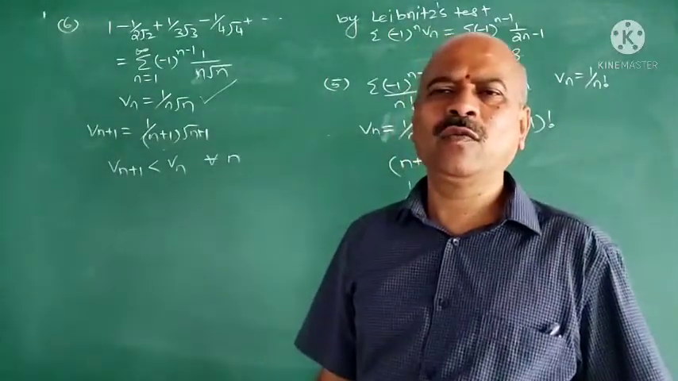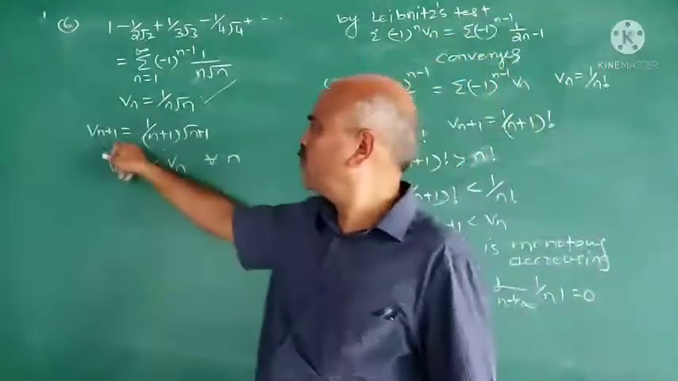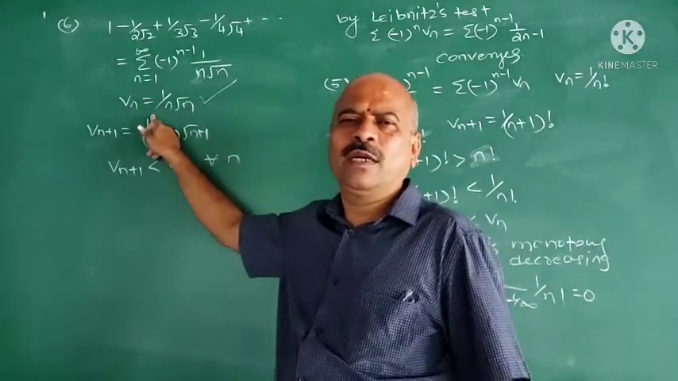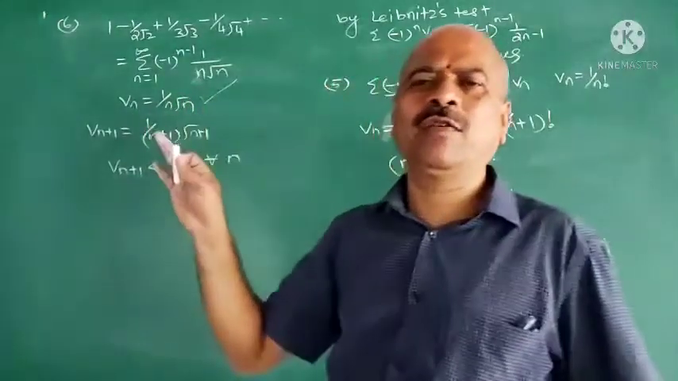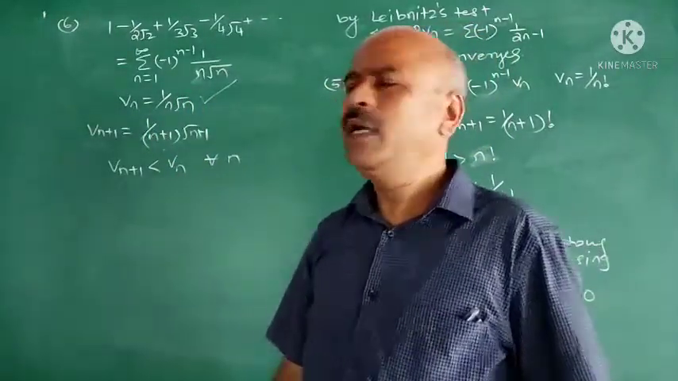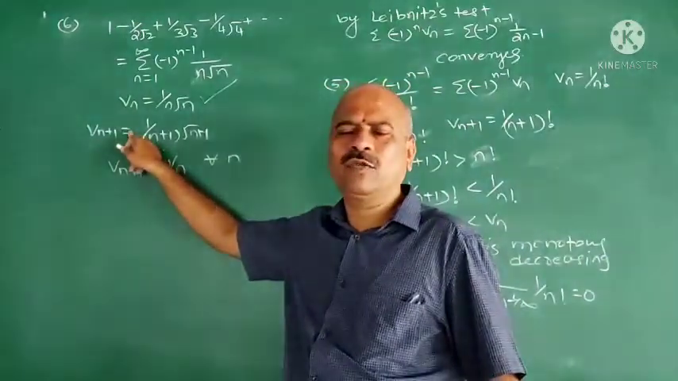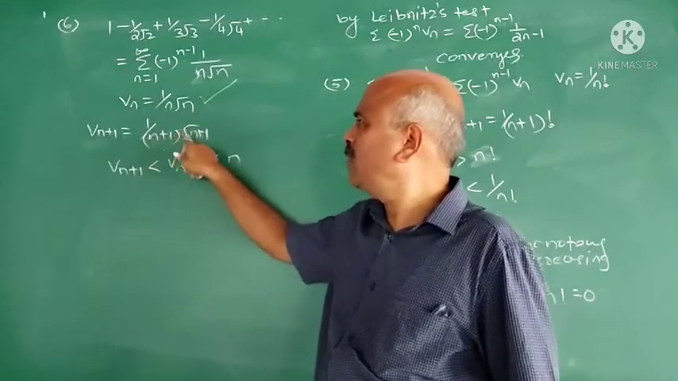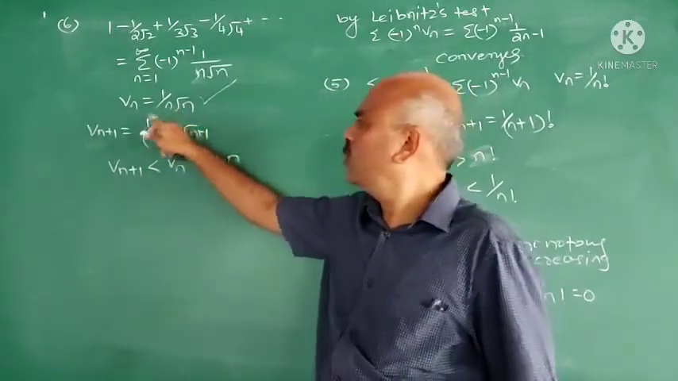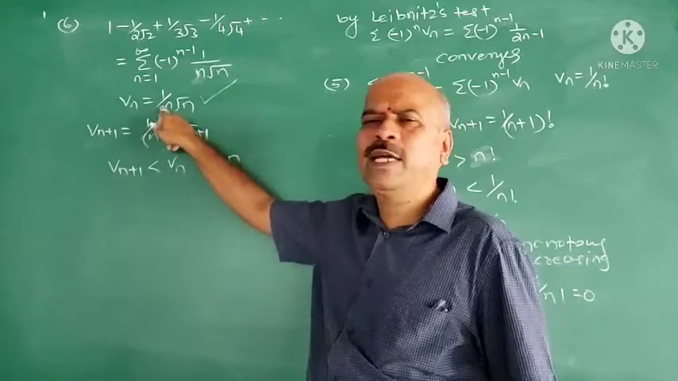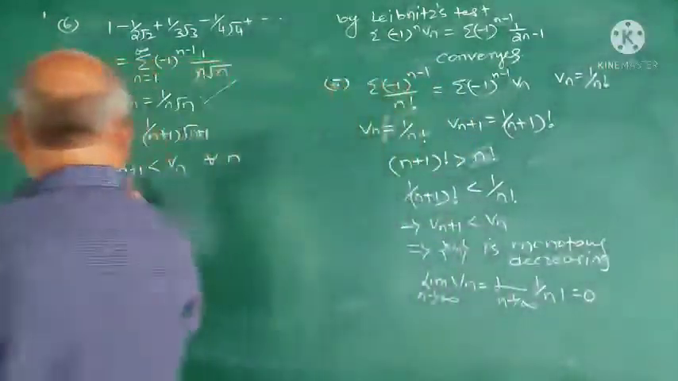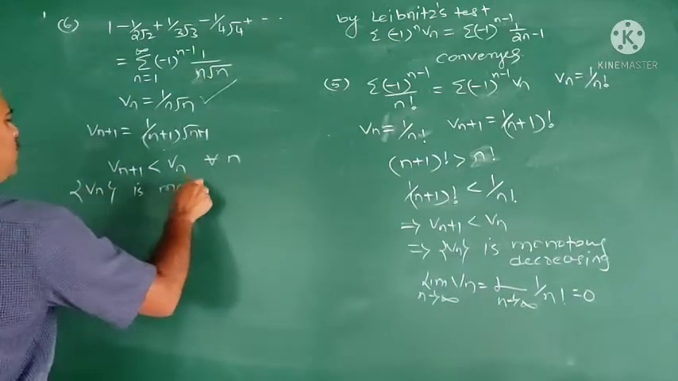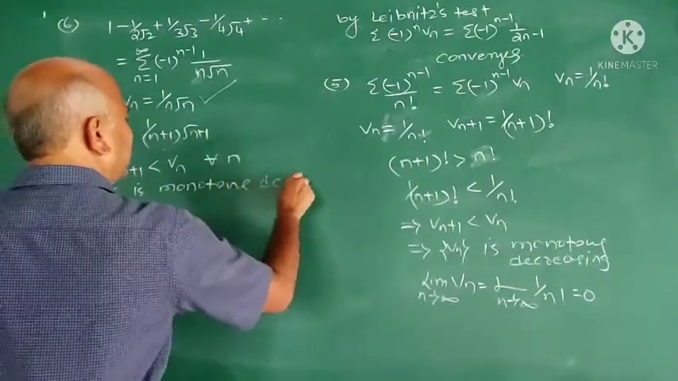Straight away you can write here, no further explanation or any Vn plus 1 minus Vn, that calculation is not required. When to take Vn plus 1 minus Vn? If it is not possible to directly say whether Vn plus 1 is less than Vn or greater than Vn, in that case only we take Vn plus 1 minus Vn. But in this case, we can easily say here, n plus 1 root n plus 1 is greater than n root n. So 1 upon n plus 1 root n plus 1 is less than 1 upon n root n. So Vn plus 1 is less than Vn. Hence sequence Vn is monotone decreasing.